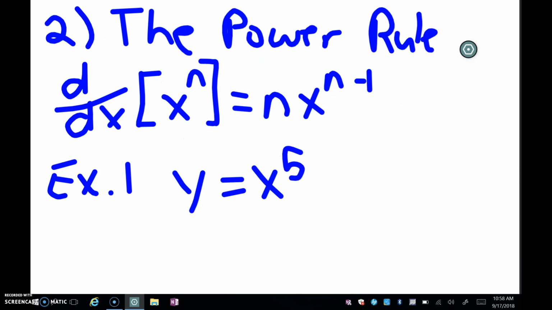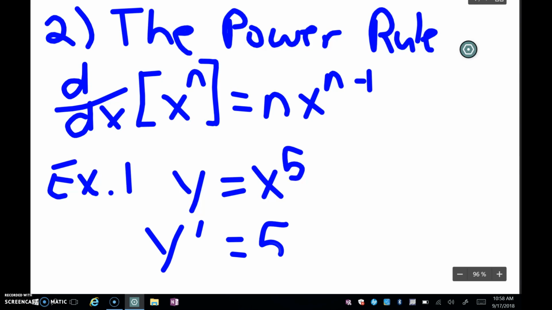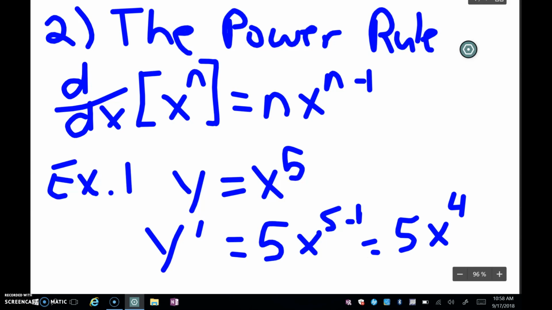One of the most important rules is called the power rule, and that derivative rule says that if you have x to the nth power, where n is just a number, then you can find that derivative by bringing the power down, and x will be to the power reduced by 1. For example, if we have y equal x to the 5th power, the power rule says that the derivative y prime will be 5. See how I'm bringing the power down? x to the 5 minus 1, and I'm reducing the power by 1. So my answer is 5x to the 4th power.